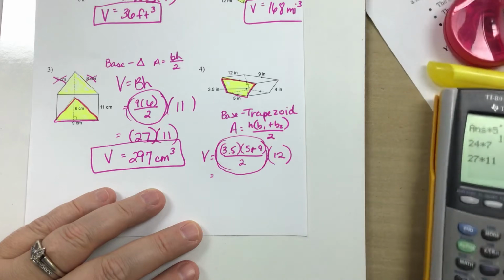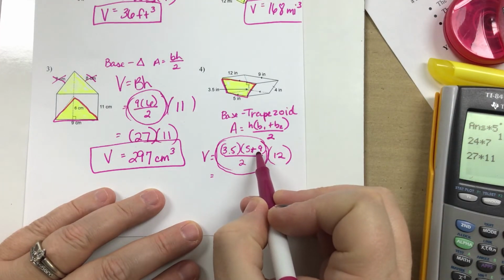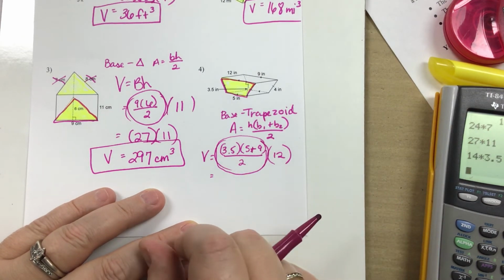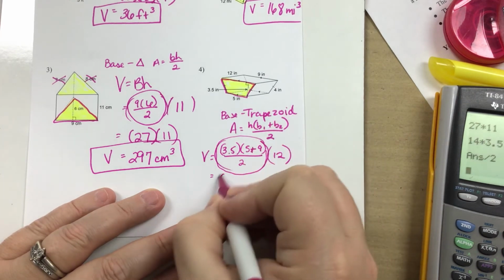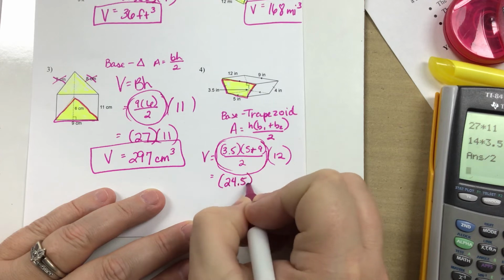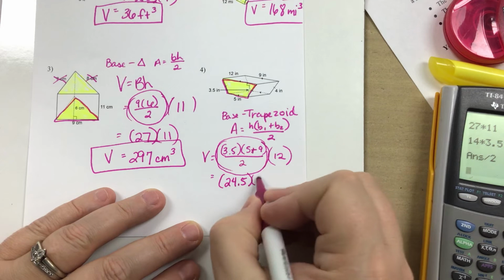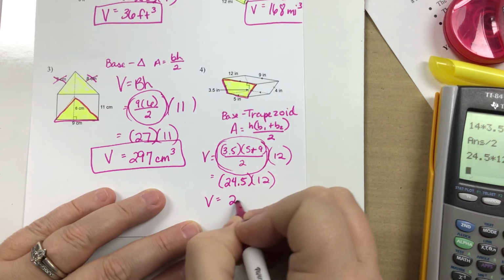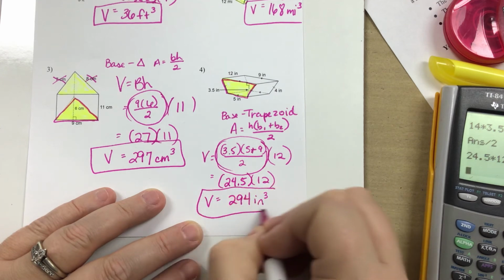So if you need to, you're going to grab a calculator. 5 plus 9 is 14. So if I take 14 times 3.5, that gives me 49. And I have to divide that by 2 since it's a trapezoid. So the area of the trapezoid is 24.5 square inches. I need to multiply that by the height of the prism, which is 12. So if I take 24.5 times 12, we get a volume of 294, and in this case, it's cubic inches.